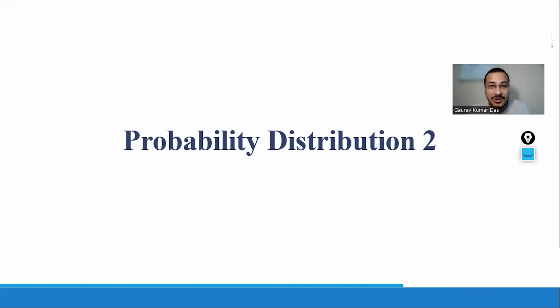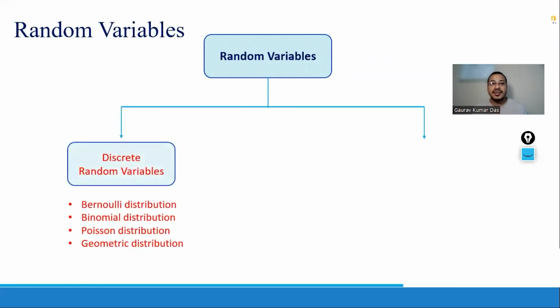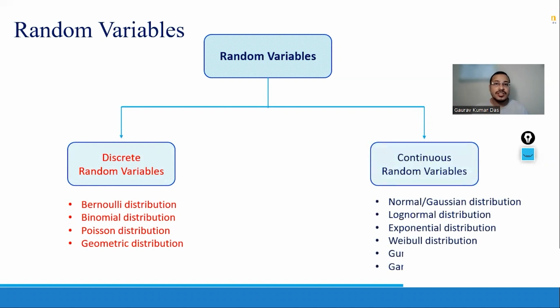Hi there. In today's video, we'll be covering the second session of probability distributions. In this video, we'll be covering the probability distributions of continuous random variables. So in the last video, we talked about random variables. We talked about discrete random variables and different types of distributions which are associated with discrete random variables. So today, we'll be covering continuous random variables and some of the distributions which are generally associated with it.